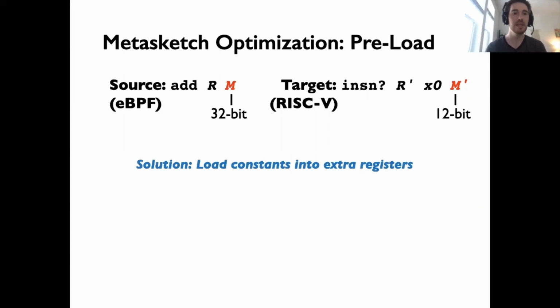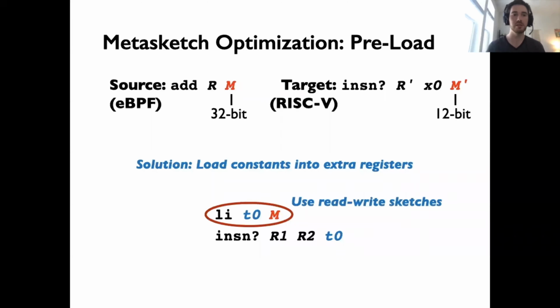To get around this, JITsynth searches for a target program that first loads the large constant into a temporary register, then uses that value. For add, it looks something like this. The first instruction in the sketch loads m into a temporary register t0. Then the second instruction performs some operation using t0. The actual operation is still undecided, but the search space is much smaller.